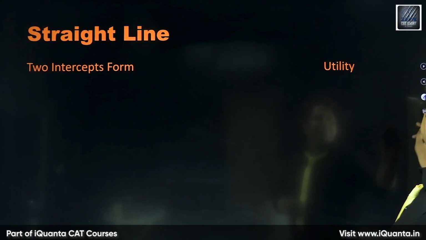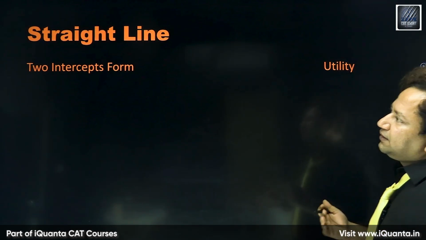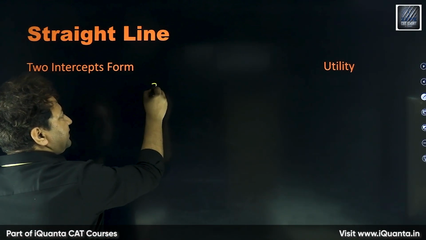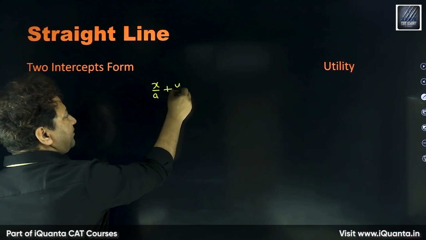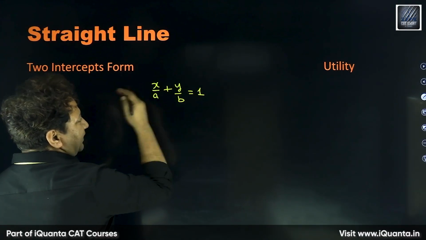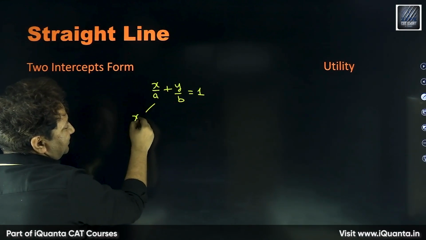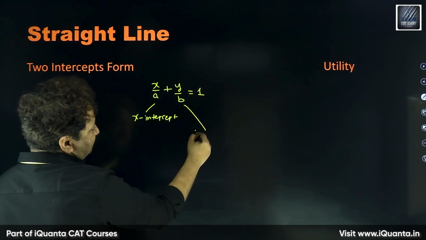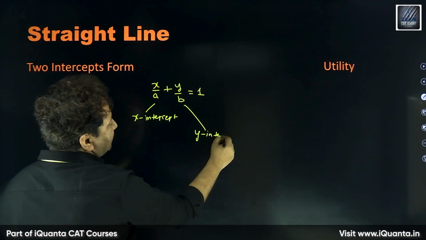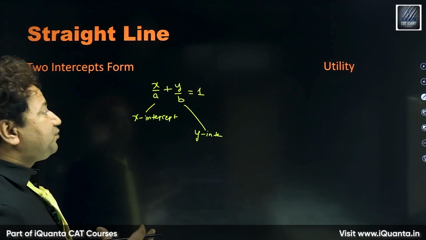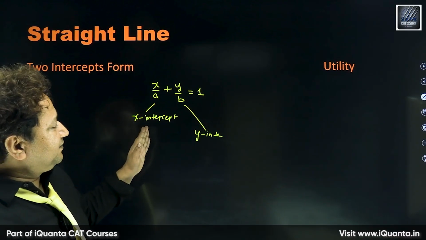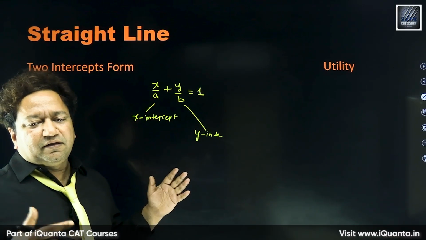Now let's go to the next form, that's called two intercepts form. This is like x upon a plus y upon b is equal to 1. Here a is x-intercept and b is y-intercept. I told you what does intercept mean. So y-intercept in the previous case was the point at which the line was cutting the y-axis. X-intercept will be the point at which the line will be cutting the x-axis.